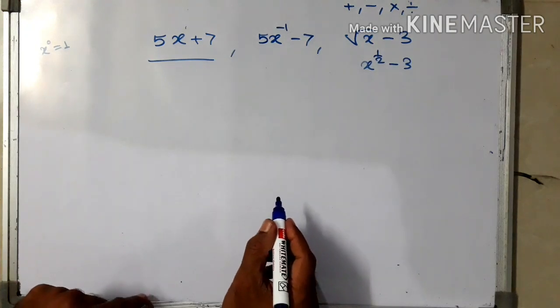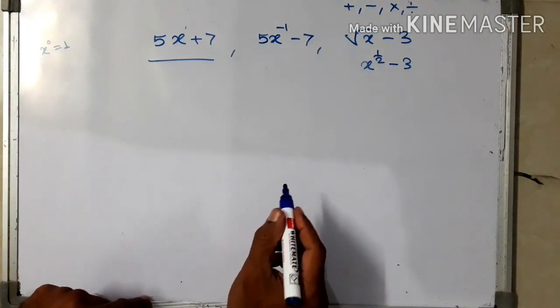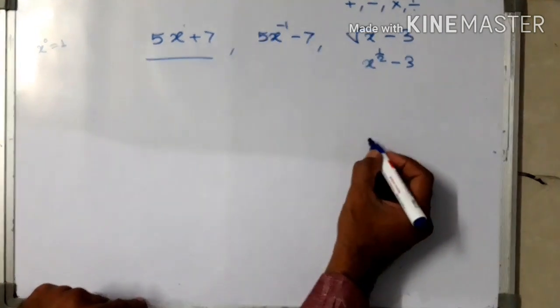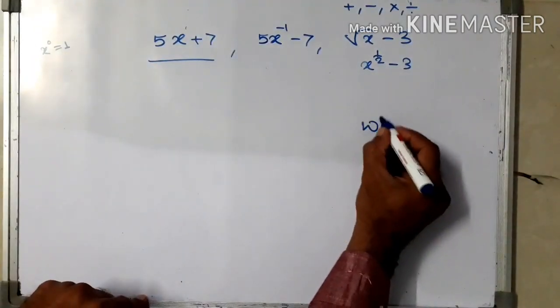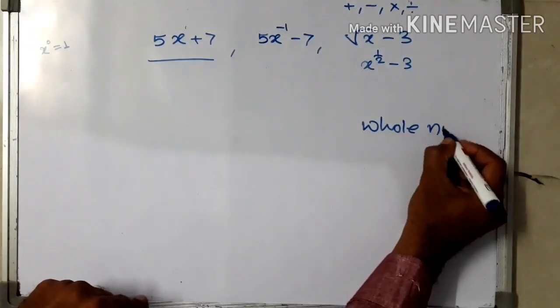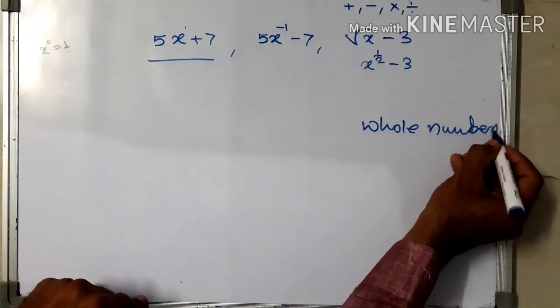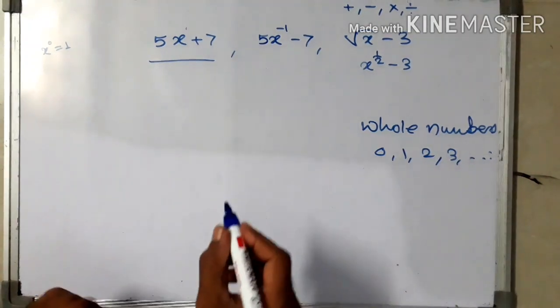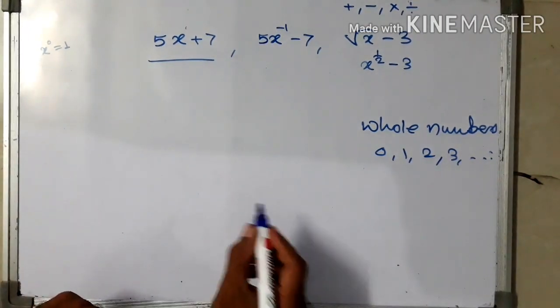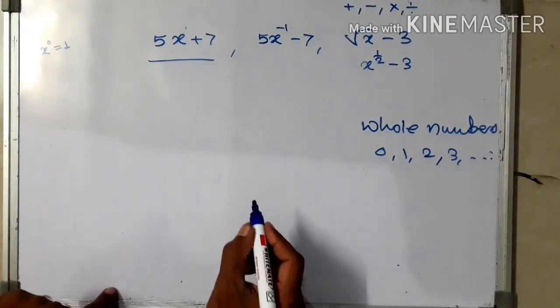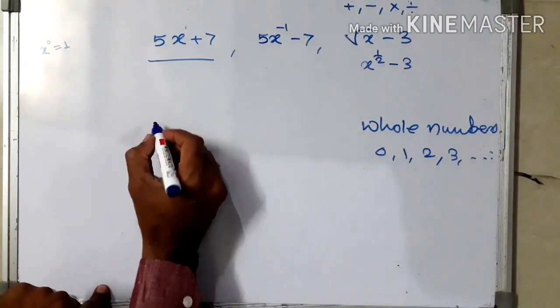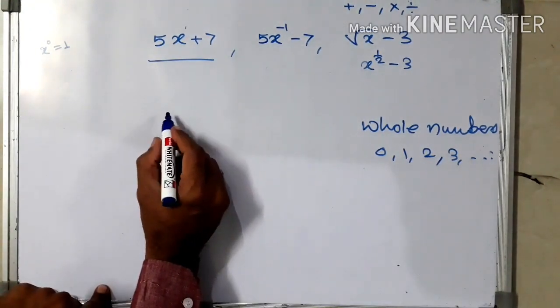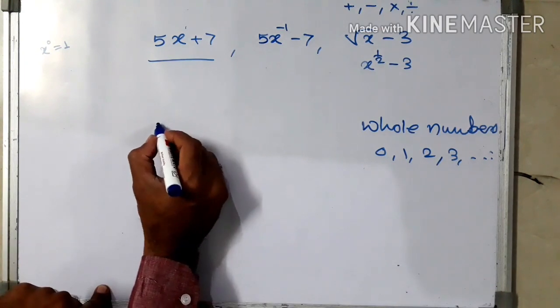Now, a special type of algebraic expression has the power of every variable as a whole number only. Whole numbers start from 0, 1, 2, 3 up to infinity. If the power of every variable is a whole number only, then that kind of algebraic expression is a polynomial.